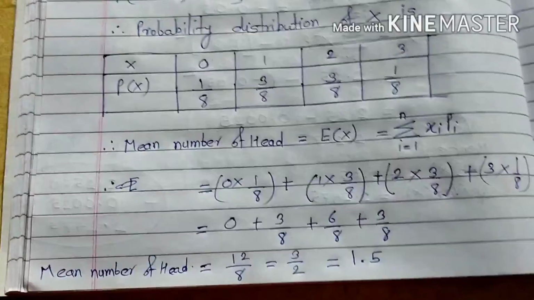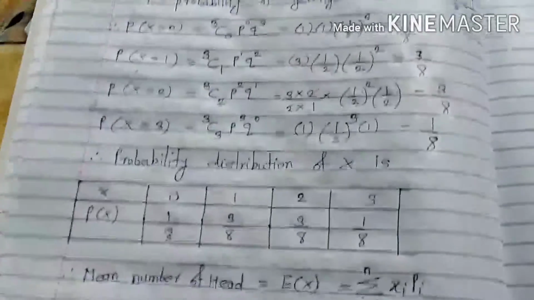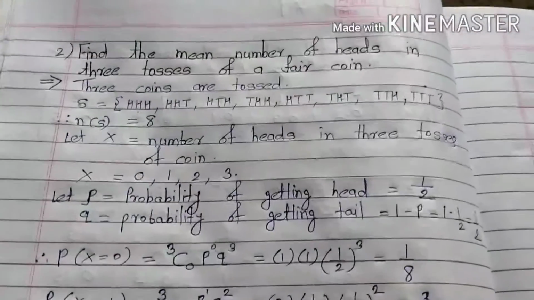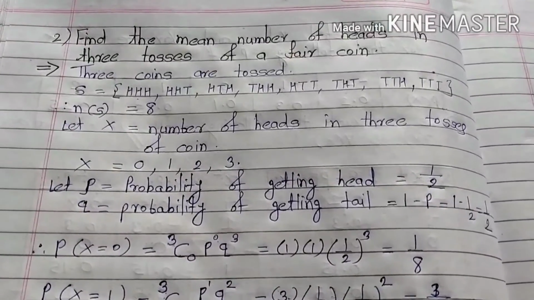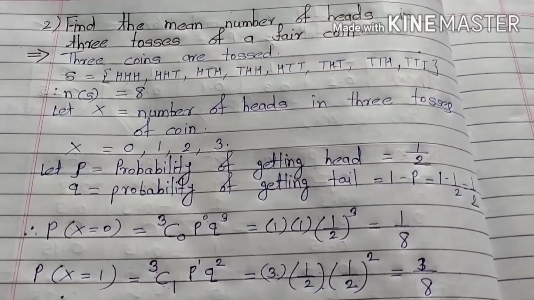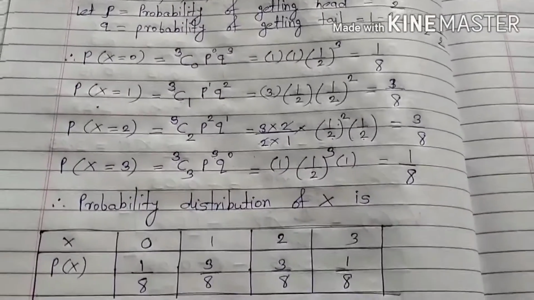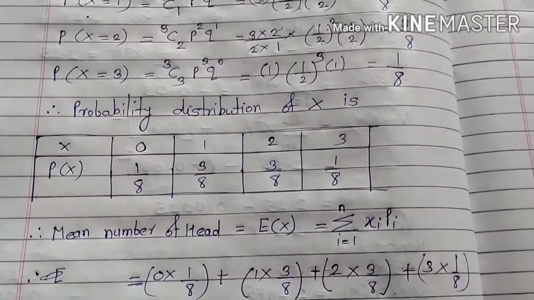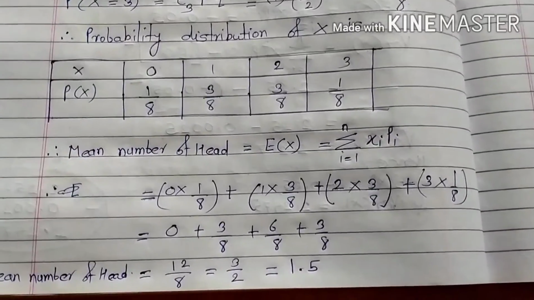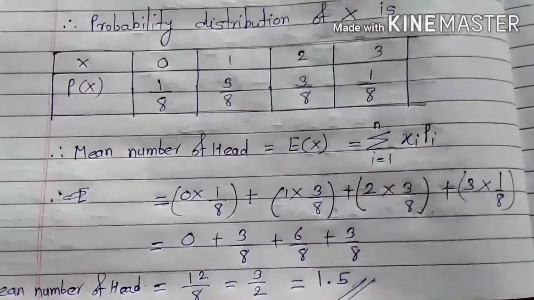So this is our solution. You can observe that this is a very simple solution. Mean number of heads means we have to find the expected value. So this is the answer, how to find expected value. So this is our answer.